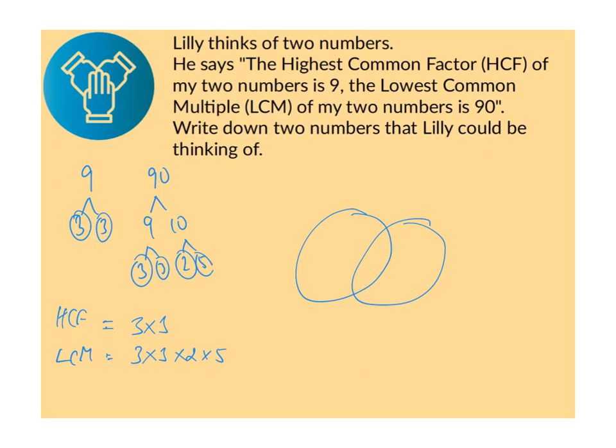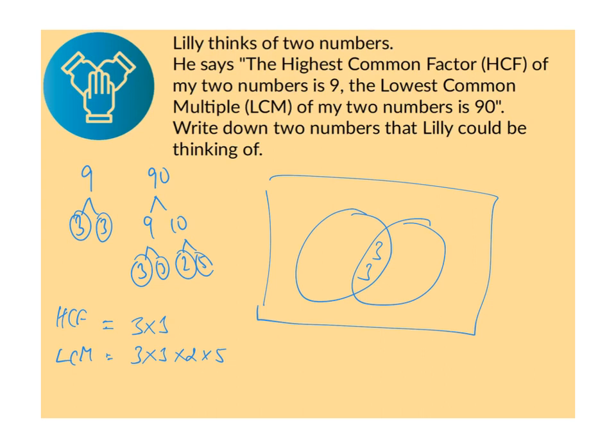I know that the intersection, which is the bit in here, that bit's got to be 3 and 3, because the highest common factor was 9, and so that bit has to be 9 when multiplied together. Okay. In the rest of the Venn, we need 2 and 5.